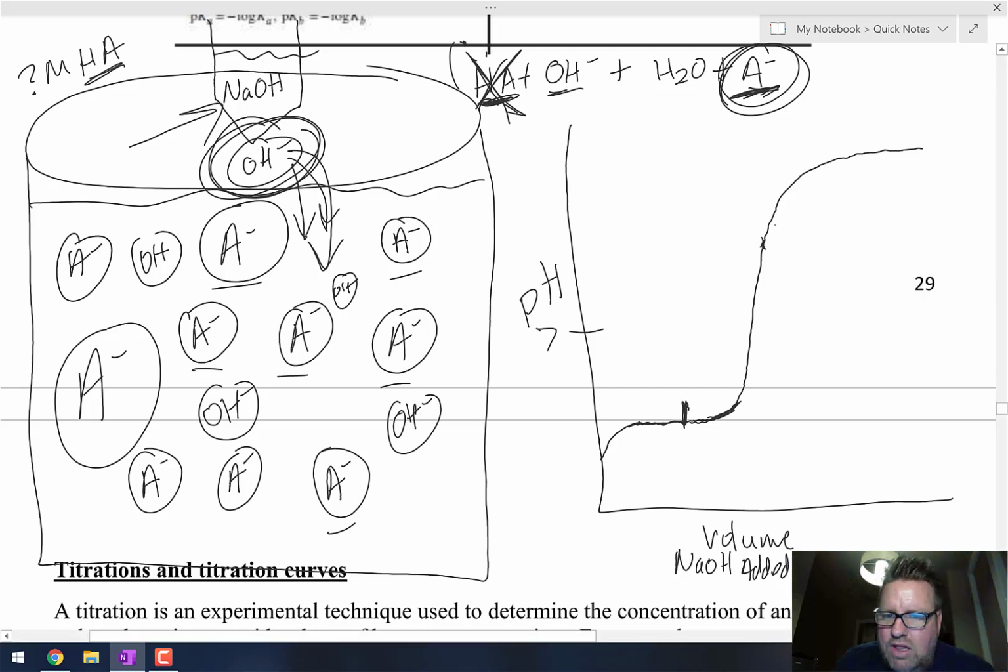Okay, now if you look at this line right here and find the midpoint of it, which I would say is right about there, that point right there, if you come down here, is what is called the equivalence point. Okay?